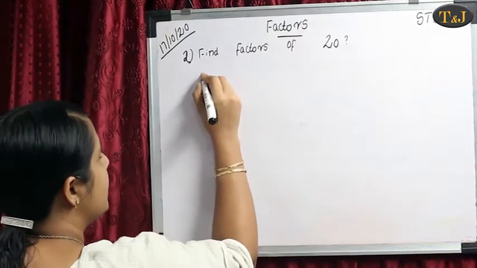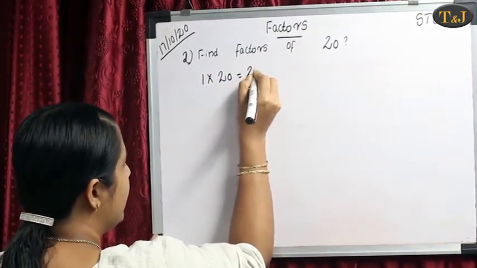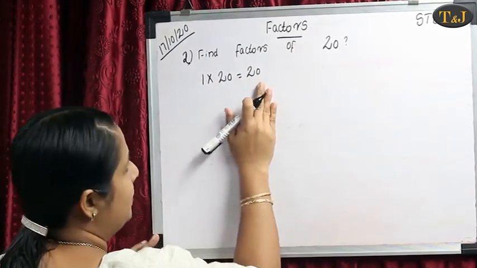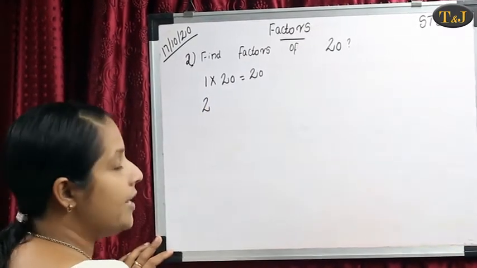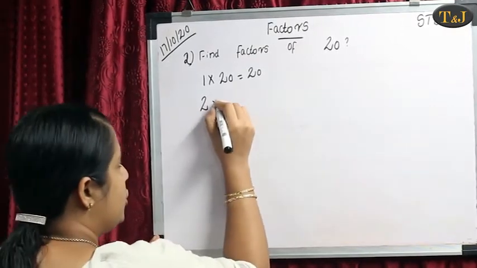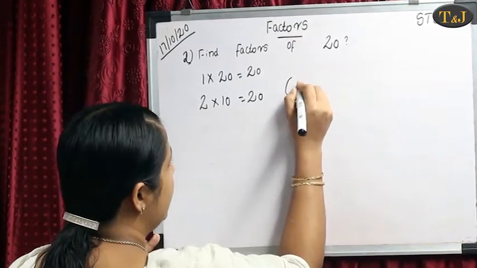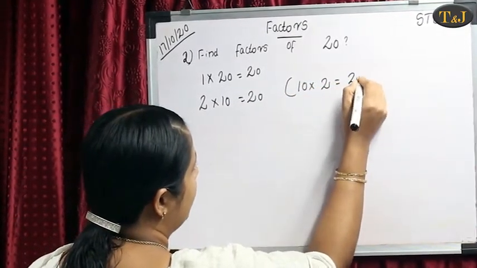Okay, first is 1 and 20. 1 multiplied by 20 equals 20. Every number multiplied by 1 gives that same number. Then next, checking 2's table, is there 20? Yes, we already studied that 2 tens are 20. Then 2 tens are 20 and also in reverse order, that means 10 2's are 20.